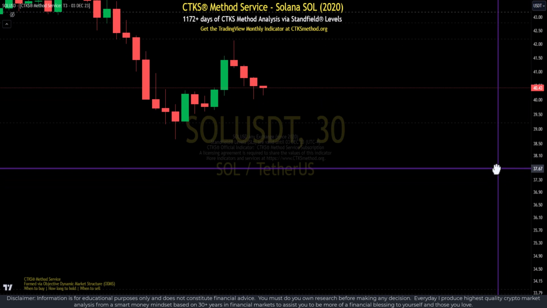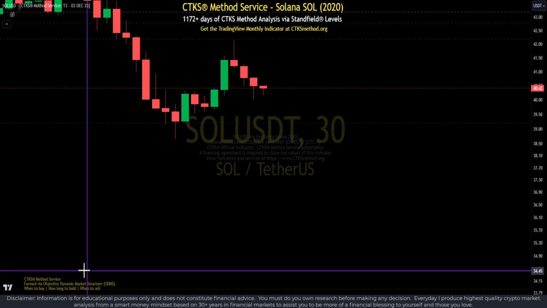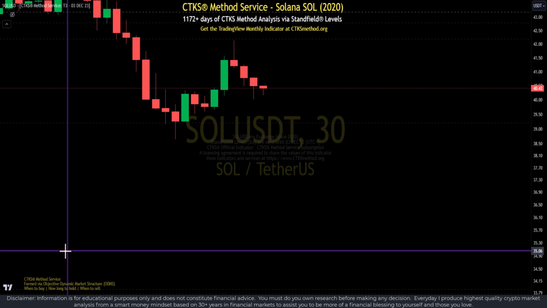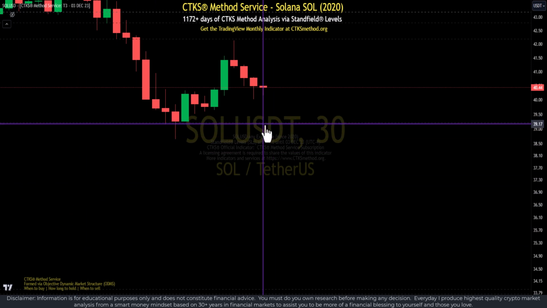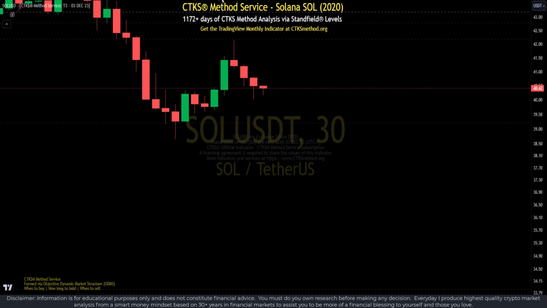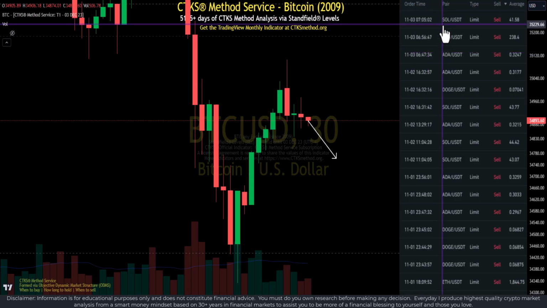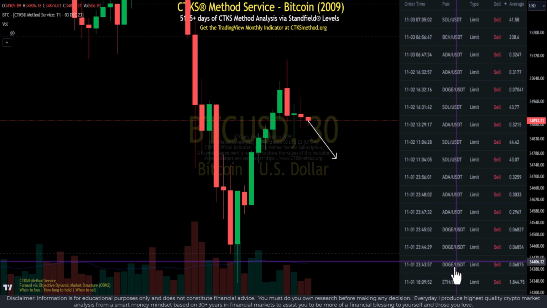We were FOMOing into Solana when it was breaking structural resistance levels and getting into positive fresh air gaps way, way back there in price history. That's where you want to do it. You don't want to do it when the crowd is there, because if you do, often you'll get slapped around by price volatility. These are just trades on the charts covered by the service.